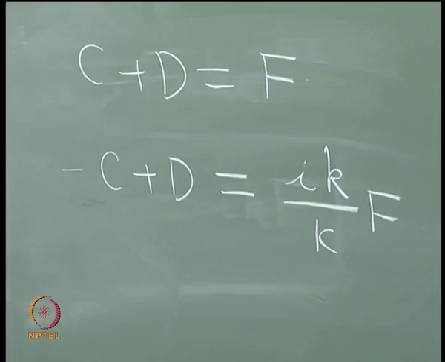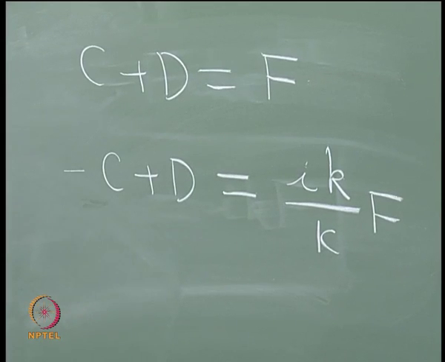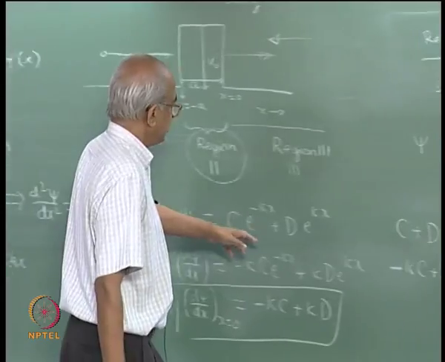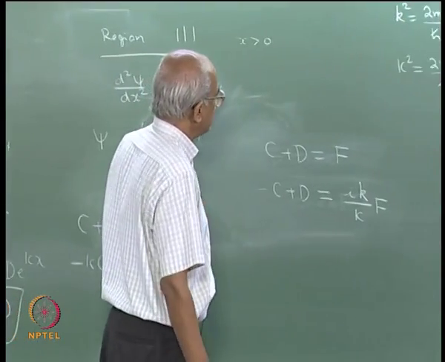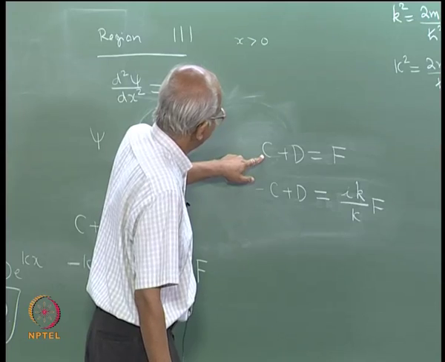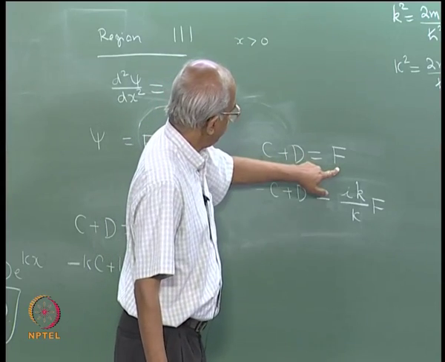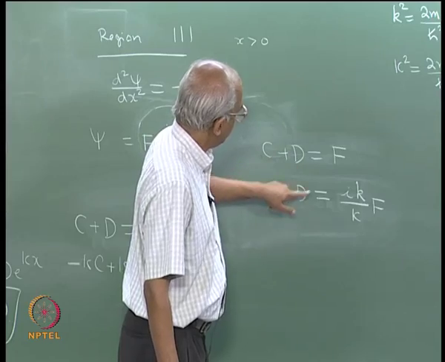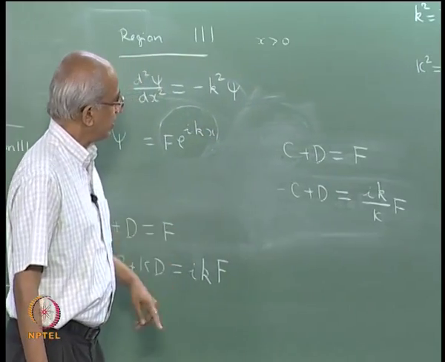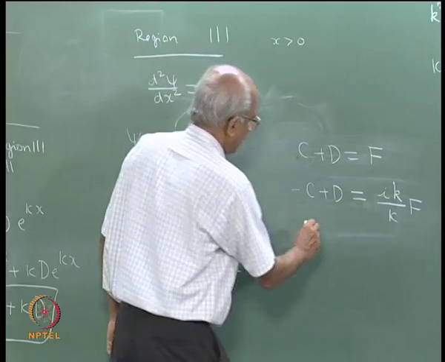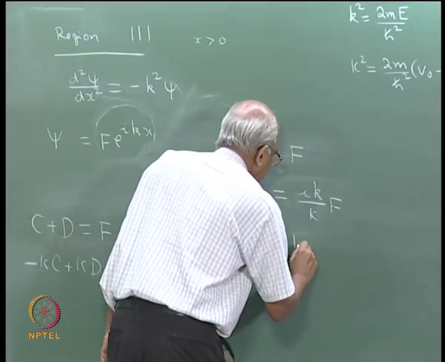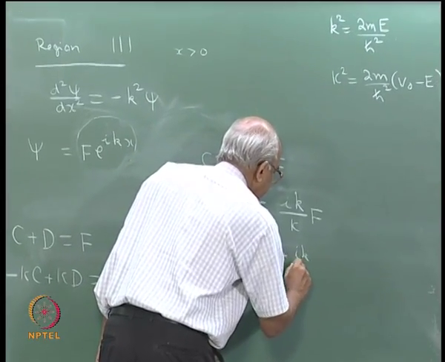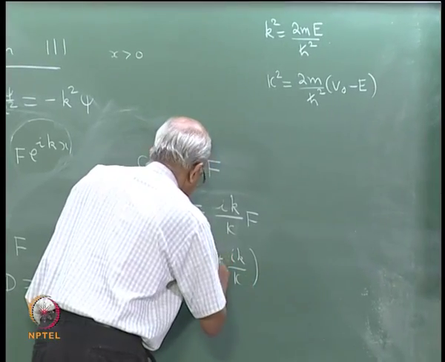See, why are we doing this? The reason is simple. We want to determine all these constants c, d and so on. So if I have these two equations, immediately I can get an expression for c in terms of f, and also an expression for d in terms of f. So I will add these two equations, and I shall get 2d is equal to 1 plus ik divided by kappa times f.